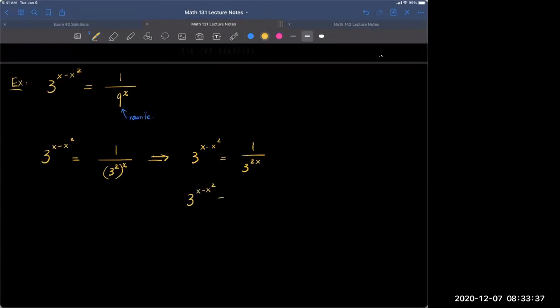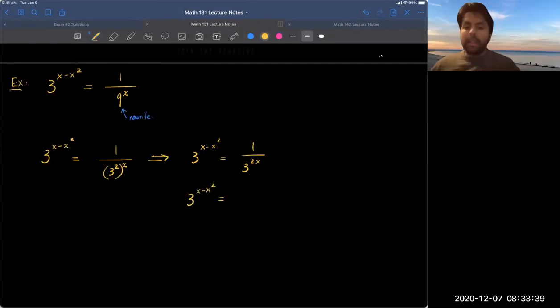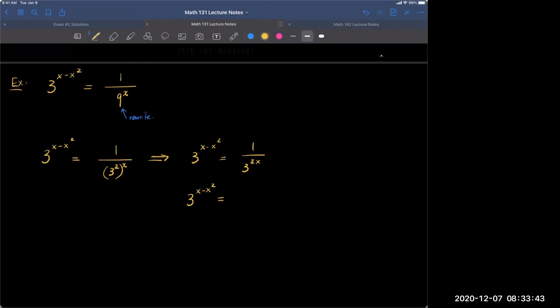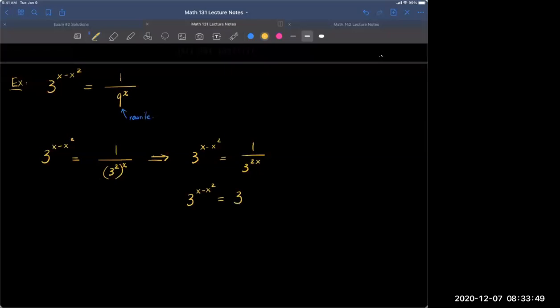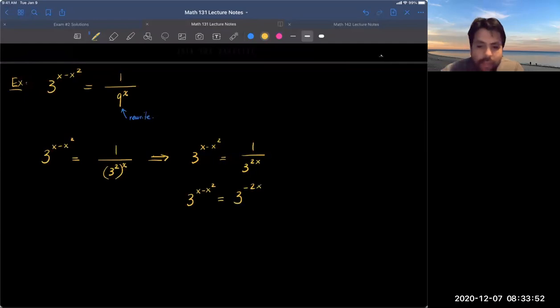Can you write it as a negative? Correct. So what would it look like instead? It would be 3 to the negative 2x. That's right. So now I have the same base, which means if I have the same base, then I must have the same exponents.